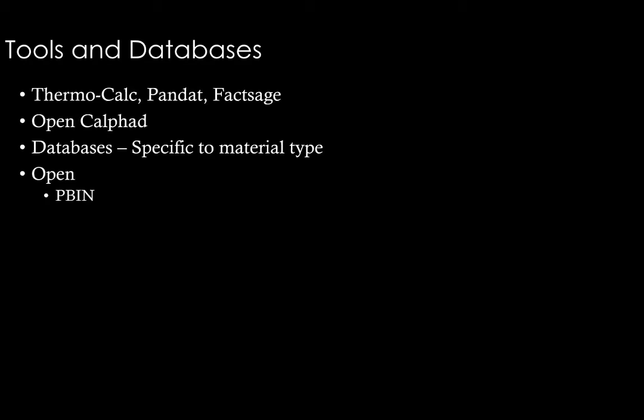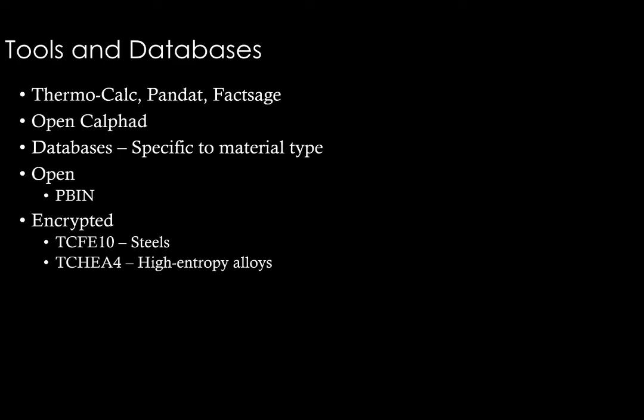PBIN is an open database. This is to make binary phase diagrams. And encrypted databases are like this: TCFE10, which is for steels; TCHEA4, which is for high entropy alloys; PAN-HEA, which is for high entropy alloys. This TC stands for Thermo-Calc, which is one of the major players. Fe stands for iron; 10 is the version, and again HEA is high entropy alloys. PAN is from Pandat. So these are the different databases. So if for a material you want to do thermodynamic calculations, we need to know what database to be used. We'll see more about these things in future.